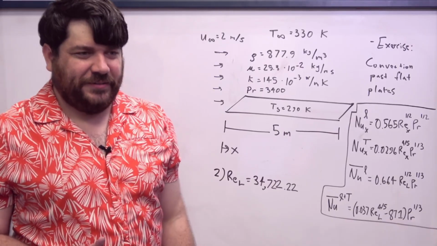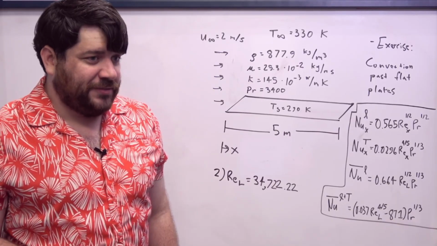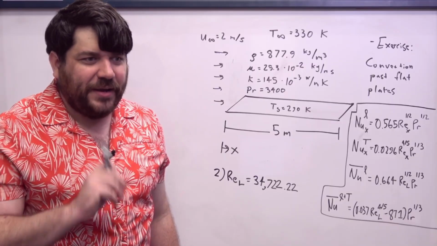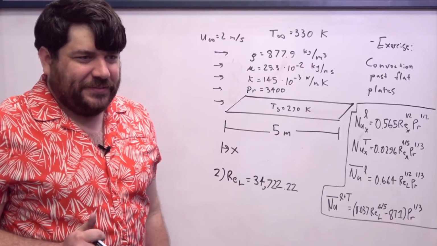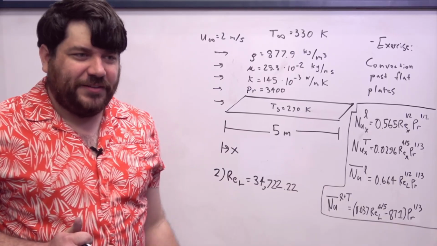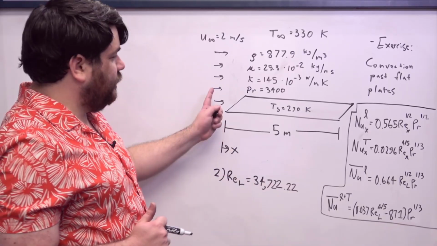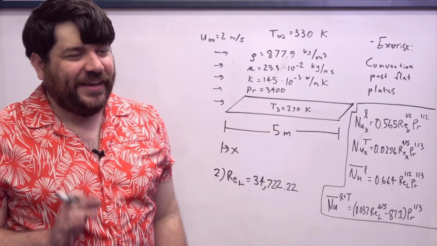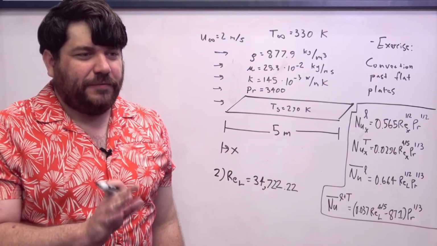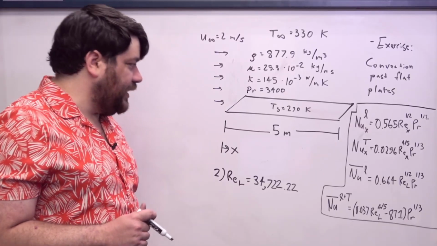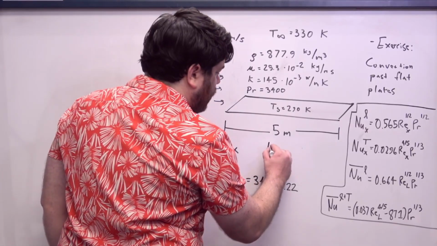Is this number smaller or larger than 5 times 10 to the 5? Well, 5 times 10 to the 5, by the way, is 500,000. And this is certainly smaller than 500,000. So clearly, the flow never transitions to turbulence anywhere on the plate. The flow is laminar everywhere. Okay? So that's a key thing to notice.